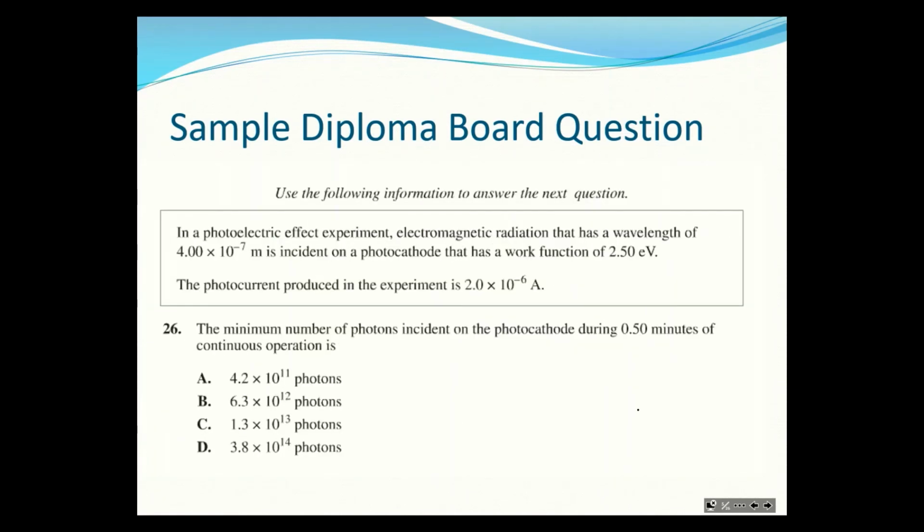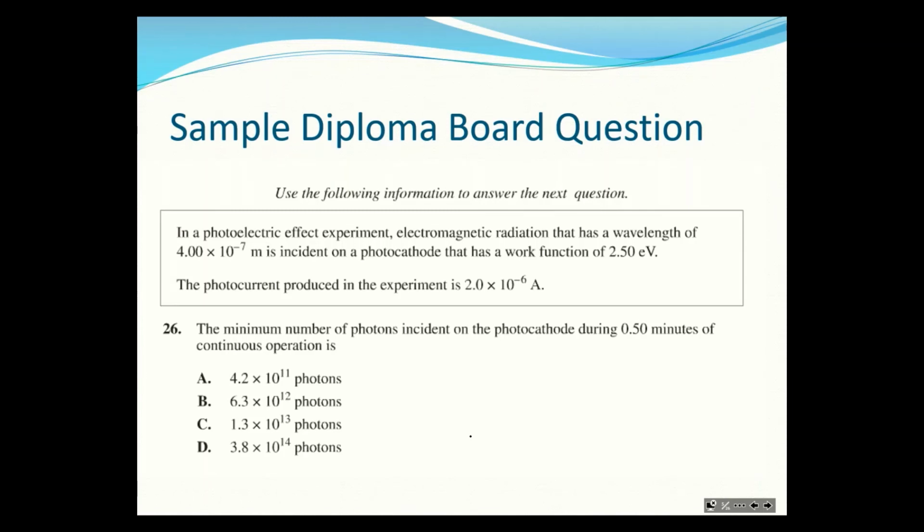Okay, and then number 26 is our last one. In a photoelectric effect experiment, electromagnetic radiation that has a wavelength is incident on a photocathode, and they give us a work function, and they tell us the photocurrent produced is 2.6 times 10 to the negative 6 amps. The minimum number of photons incident on the photocathode during the 0.5 minutes of continuous operation.